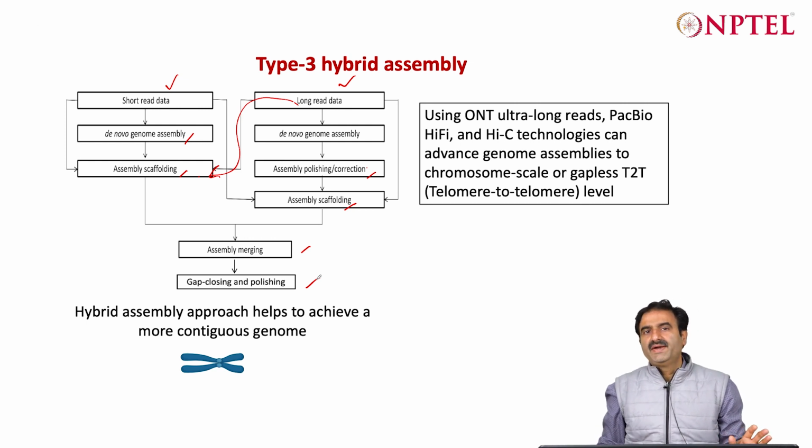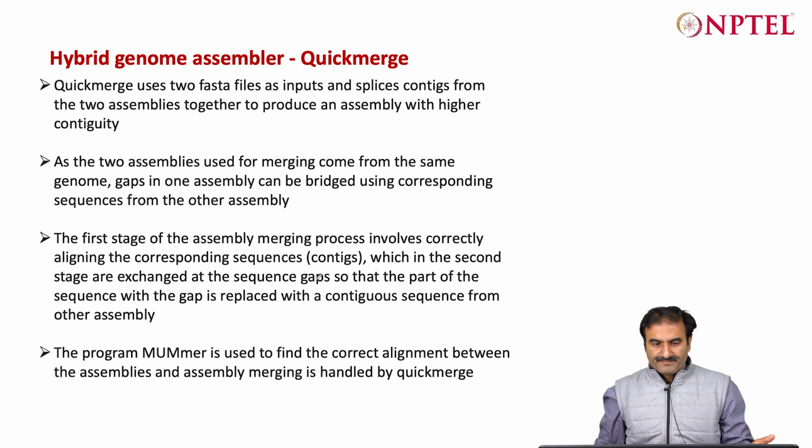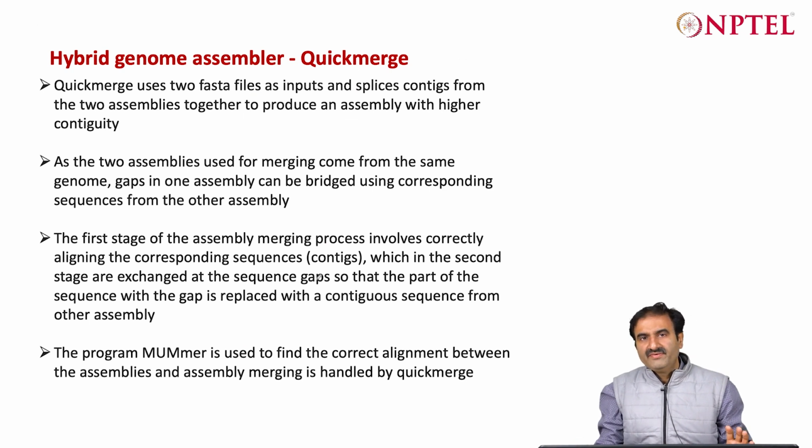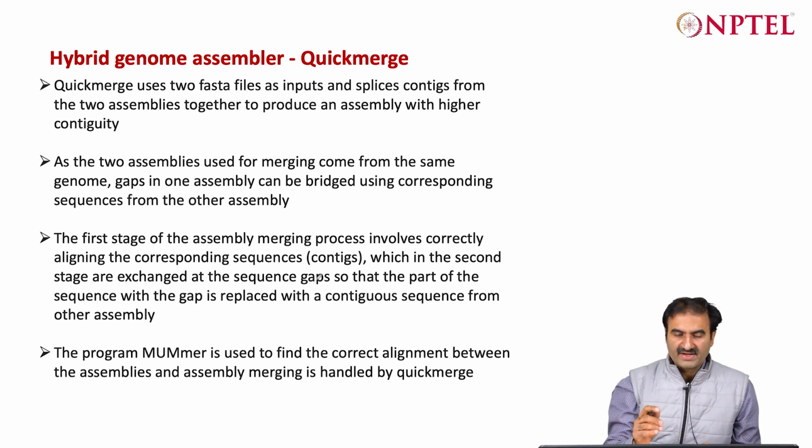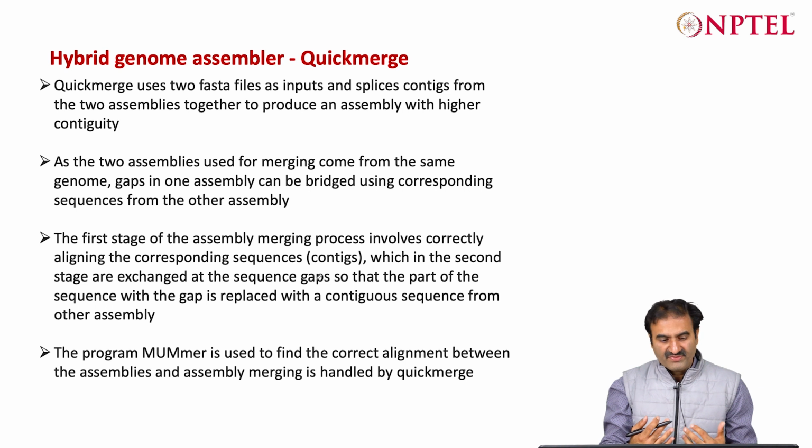So this is typically a type 3 hybrid assembly, which is used by quick merge and RagTag, which we will be seeing in some detail today. Okay, so quick merge is a hybrid genome assembler, which takes two FASTA format files, the long and short read assemblies, and basically it tries to merge both the sequences together.